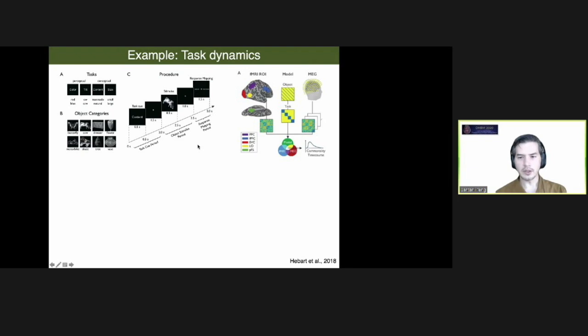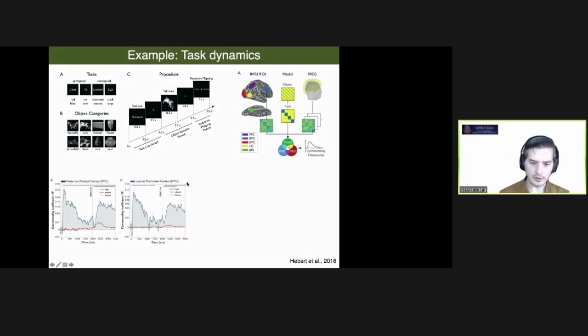So the fusion doesn't intrinsically distinguish between processes happening at the same time. So the way the authors got around it in this case was to operationalize, to model the object or task dynamics, right? The similarity structure of just objects or the task. And then they generated what's called a commonality time course. In effect, they determined how much of the shared variance between fMRI and MEG, so how much of the fusion time course, was accounted for by object or task at a given time in a given ROI.